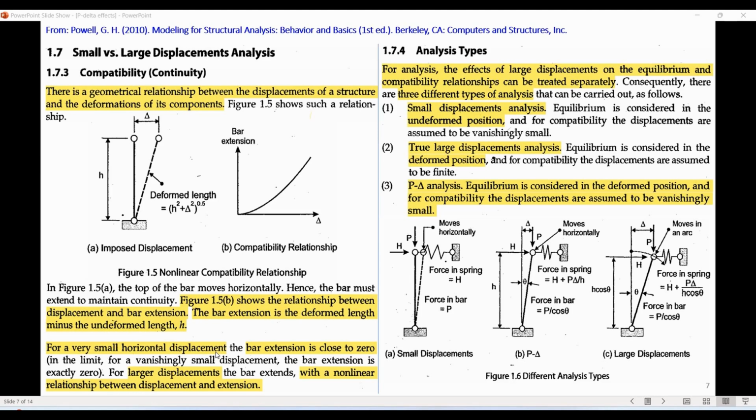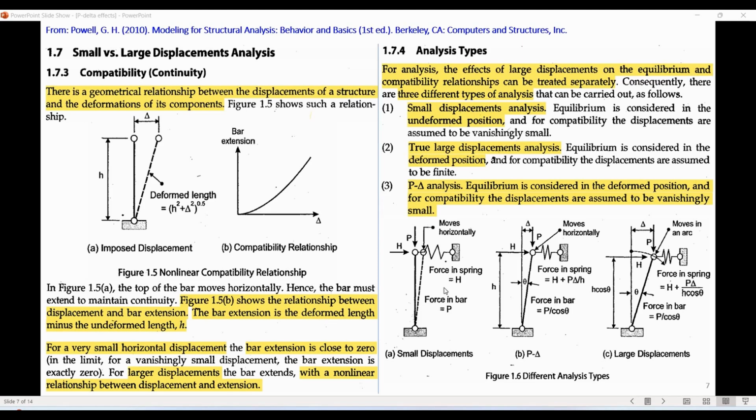Then for very small horizontal displacements, the bar extension is close to 0, while for large displacement, the bar extends with a nonlinear relationship between the displacement and the extension. Hence, from this understanding, we can generate the three types of analysis. The first is the small displacement analysis, which means applying the equilibrium equation based on the undeformed position, and for the compatibility, the displacements are assumed to be very small.